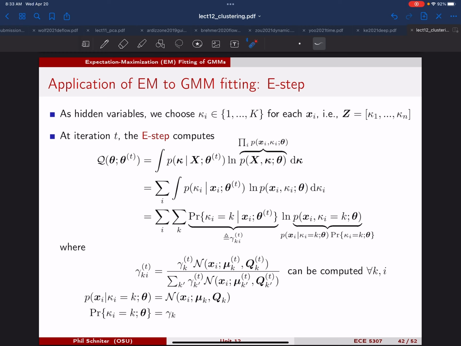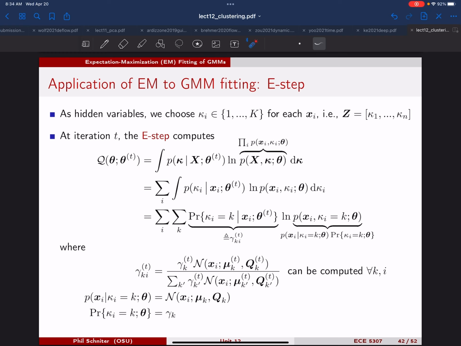Okay, so coming back to how we define the EM algorithm, at iteration t, the E step does this. This is the expectation of x comma z, or now I'm writing z as the kappa vector. It's a conditional expectation over z given x and our previous theta t. Here again, I'm just rewriting z as kappa because it makes a little more sense now. So that's what we need to do. We need to compute this. Let's see how we can do this.